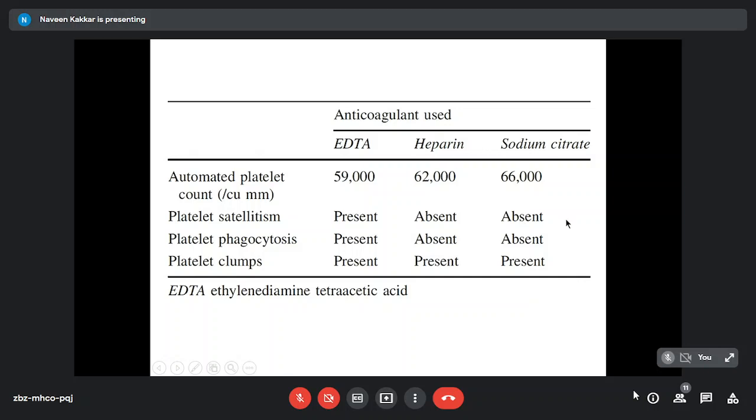Probably we could have tried ammonium oxalate, another anticoagulant. That can also be tried. We had one patient actually who was resistant to all. Not this case, but we had one patient who had 25, 30,000 platelets all the time in EDTA, heparin, sodium citrate, and even ammonium oxalate. There are rare cases of anticoagulant independent clumping in some patients. Mechanisms really not known.